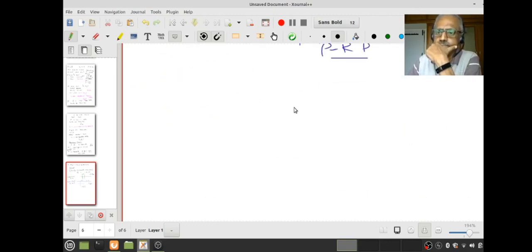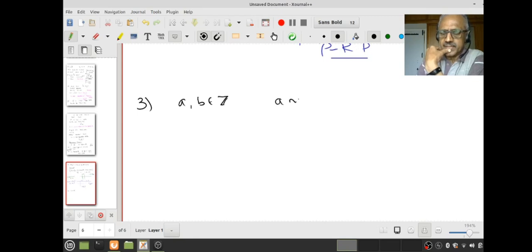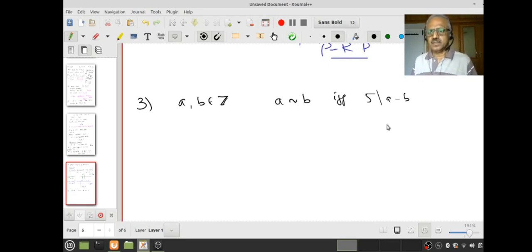Now let's look at the third example, which requires a little bit of number theory. Remember, I said you give me A and B in Z, and A is related to B if and only if 5 divides A minus B. That was my relation, right? The 5 can be replaced by any natural number greater than 1 if you want, but let me stick to only 5.